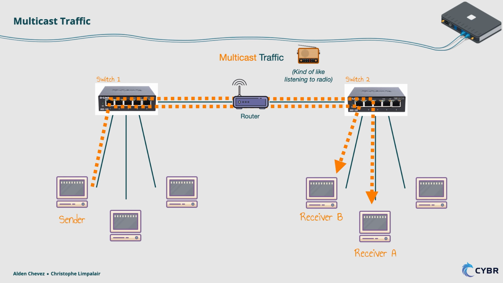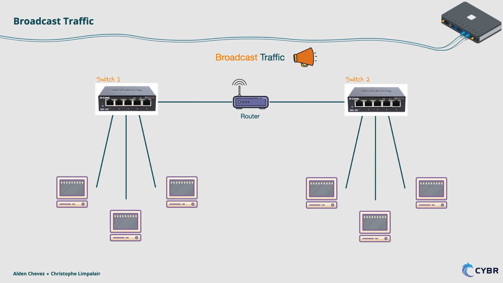We also have multicast traffic, and this type of traffic is directed to multiple interested hosts. And you can think of this kind of like a radio station, where in order to listen to a radio station, you need to tune in, if you're interested, to the proper frequency. And this essentially is what happens with multicast traffic. The other type of traffic is broadcast traffic, and this type of traffic is directed to all of the hosts. Regardless of whether the hosts are interested or not, it doesn't matter.